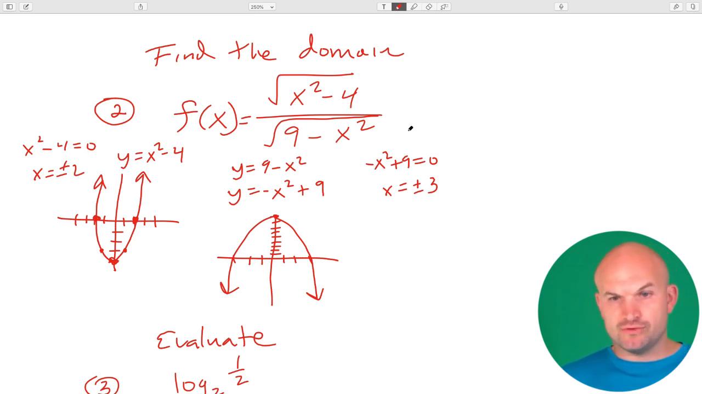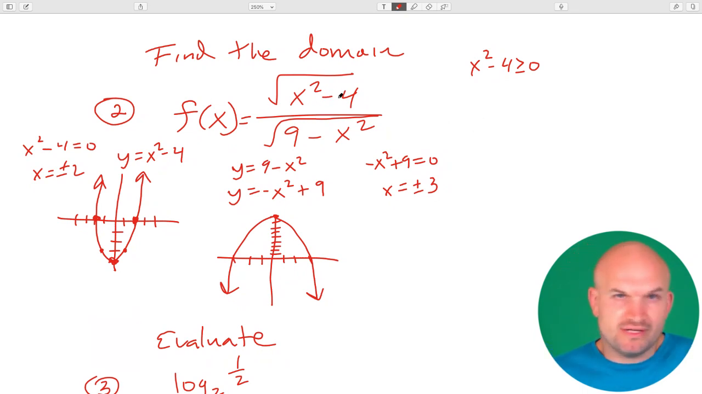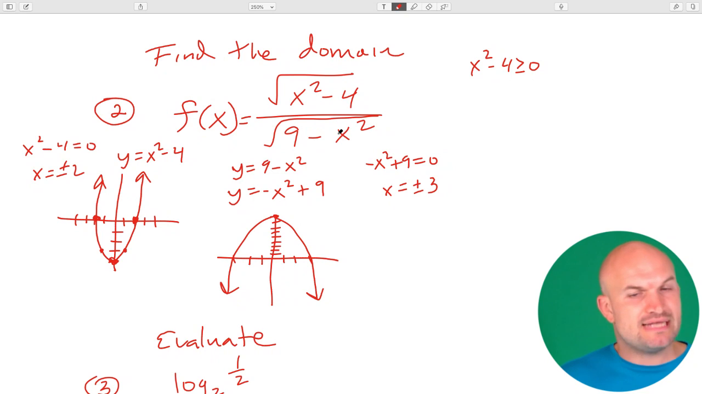But we have another issue. We have a denominator, and we know that the denominator cannot equal 0. So for instance, let's do the first one. Since we can't take the square root of a negative number, we know that x squared minus 4 has to be greater than or equal to 0. It has to be positive, but it can equal 0. There's nothing wrong with the square root of 0 being 0. However, we can't do that for the bottom radical, because if it's equal to 0, that means the denominator is equal to 0, and that's an undefined value.